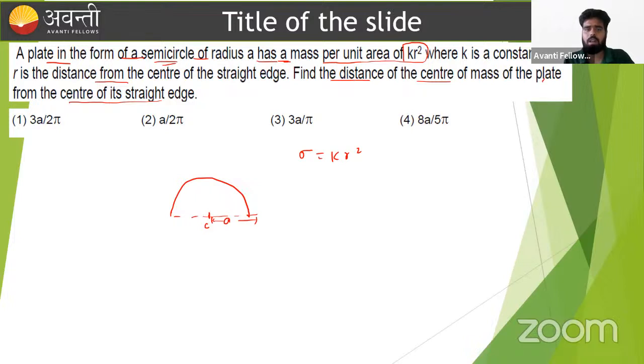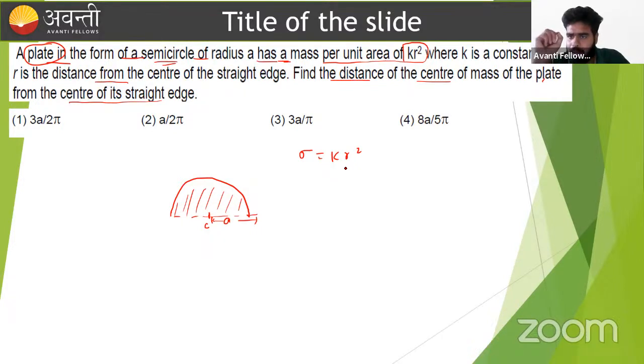And we know that if this is in semicircle form, then this is a plate. For a plate, sigma is defined. It means this is a 2D object. So what is the formula of the center of mass?